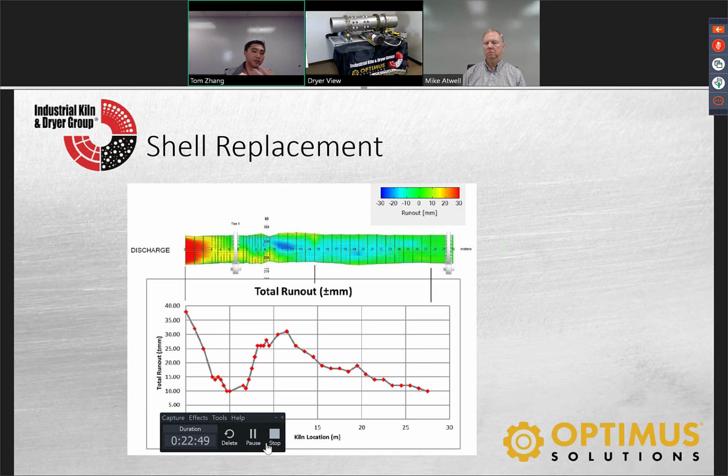Not only that, but those of you on the line considering changing shell, you have to justify it with your capital group. Or if you're the capital group, you have to justify it because a shell replacement is not cheap. So by thinking through in this way, by seeing the experiences and the history with the unit and the quantitative data, it makes a very easy decision to do a job like that.